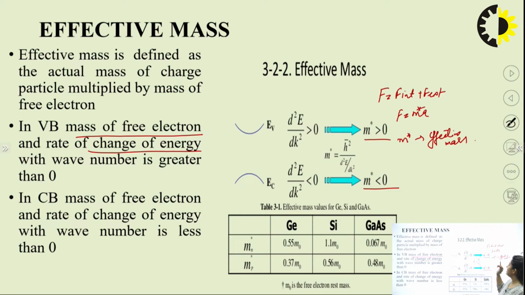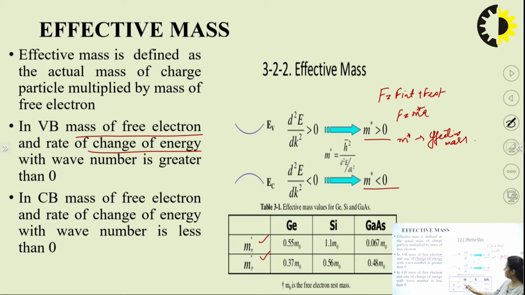So, m star is greater than 0 for the valence band and m star is less than 0 for the conduction band. Here there is a table showing germanium, silicon and gallium arsenide. We know already that the effective mass Mn star is for electrons and the effective mass Mp star is for the holes.